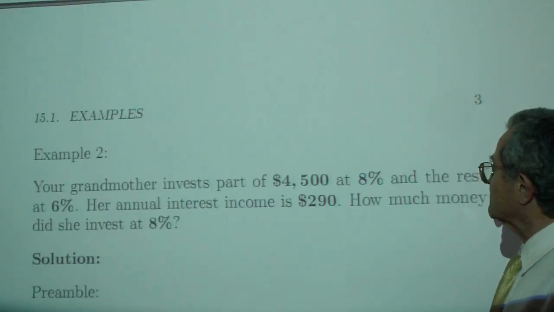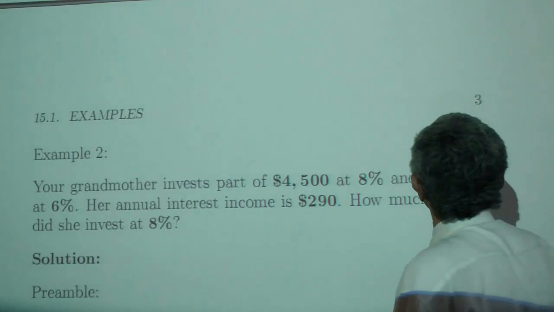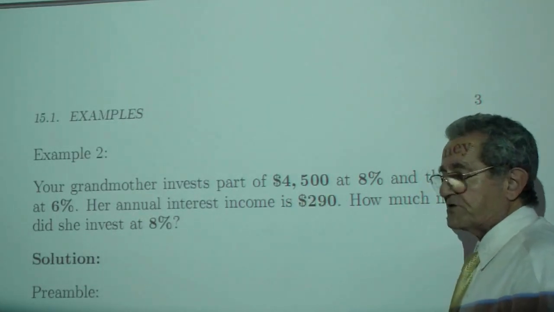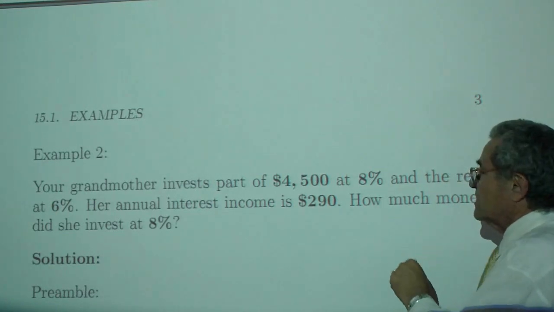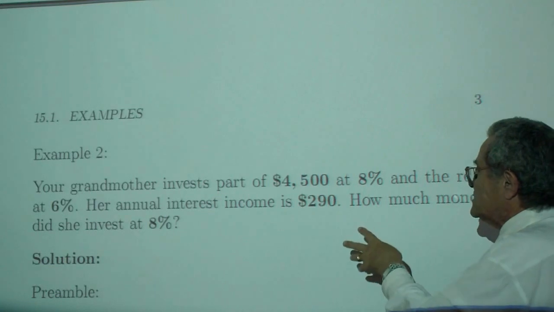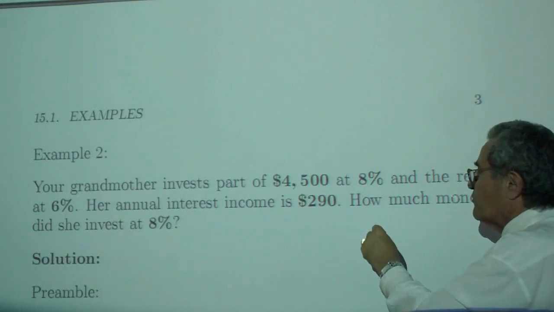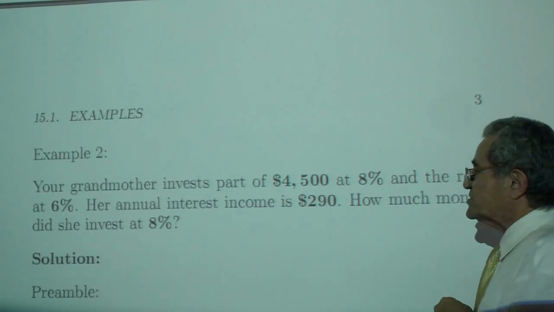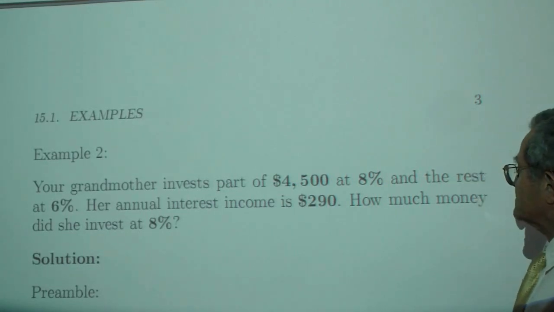Example 2. Your grandmother invests part of $4,500 at 8% and the rest at 6%. Her annual interest income from both investments is $290. How much did she invest at 8%?